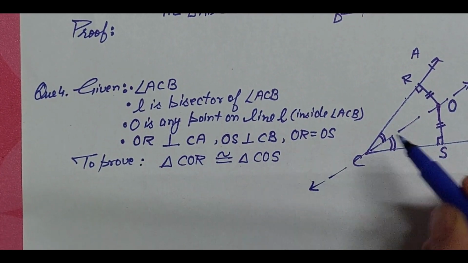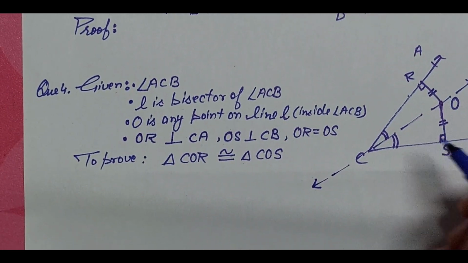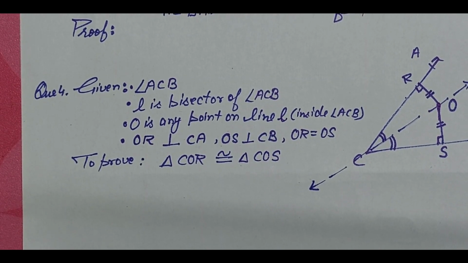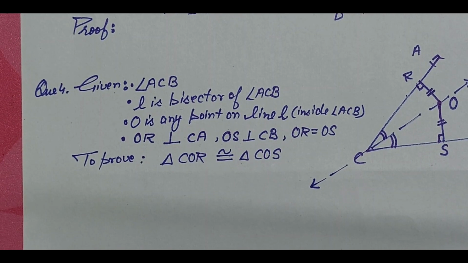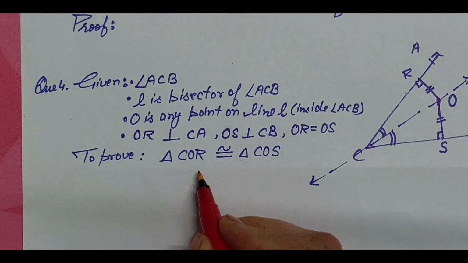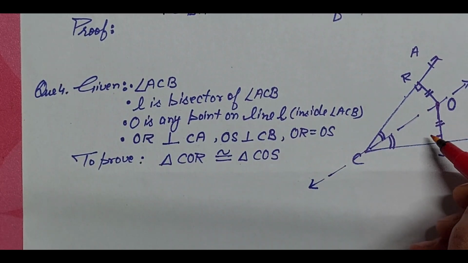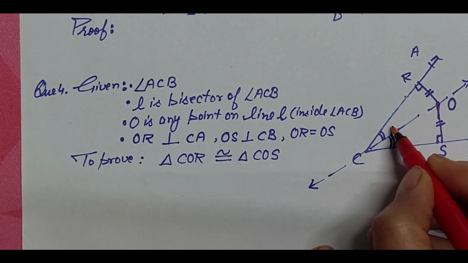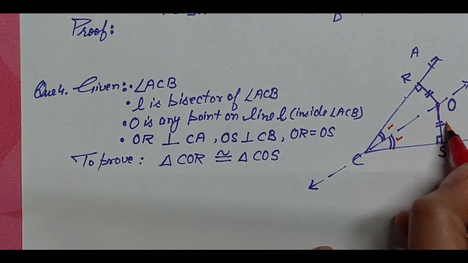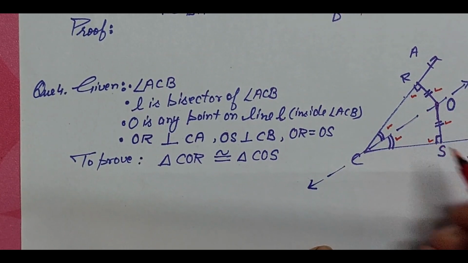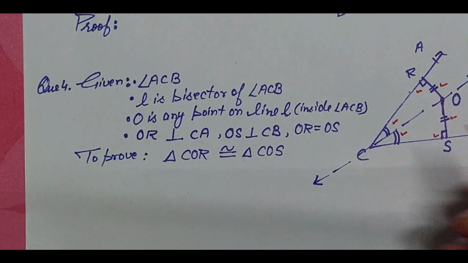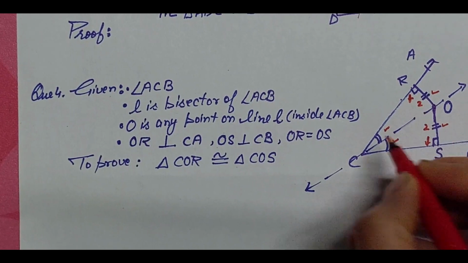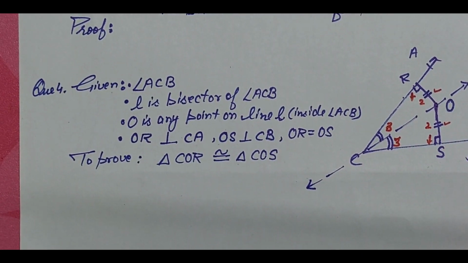So what to prove? COR congruent to COS. We have labeled what all is given, and we have to prove now that COR is congruent to COS. So do we have enough equalities? Yes, we have. For these two triangles, we have the equal perpendiculars, and we have 90 degrees also. Moreover, we have the common arm also, so there are three: 1, 1, 2, 2, 3, 3. So we have got the three equalities.